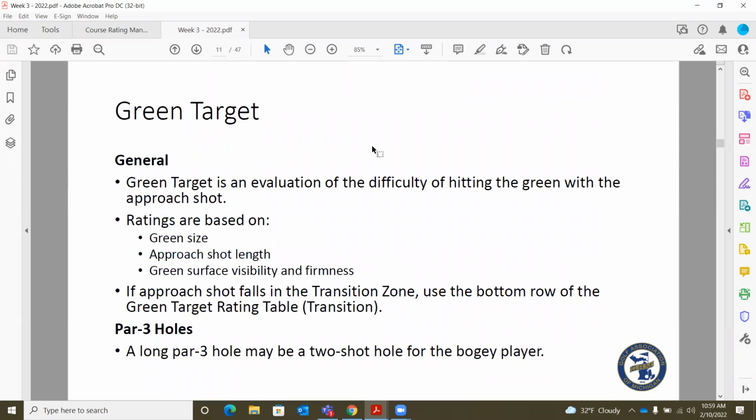Green target is something that looks at the difficulty of hitting the green. It takes into consideration a lot of things: the green size, the approach shot length, surface visibility and firmness. And then we also have this concept of transition zone that we won't really get into.